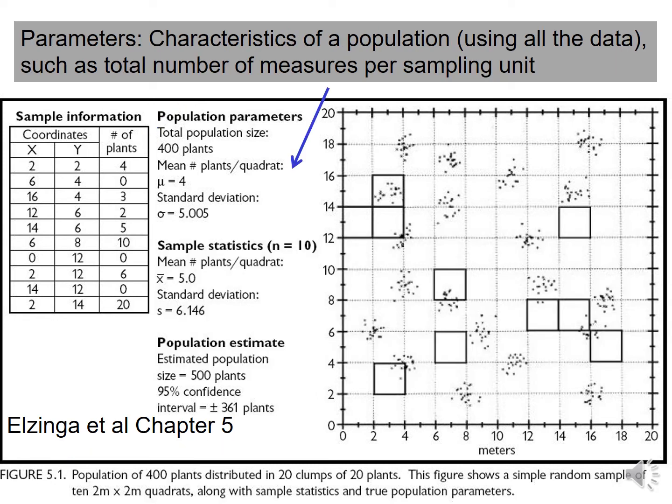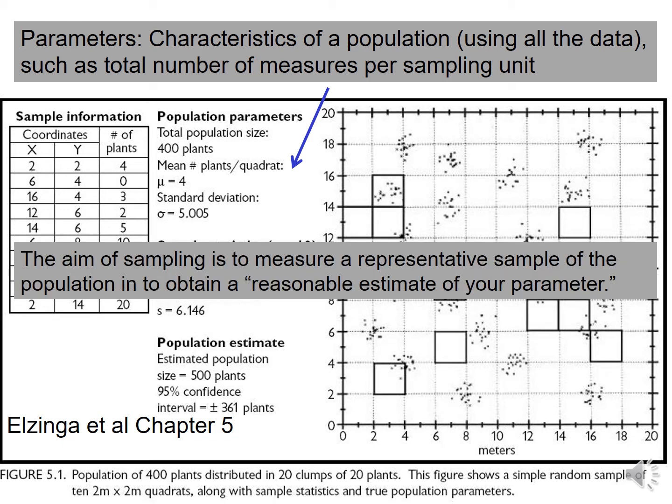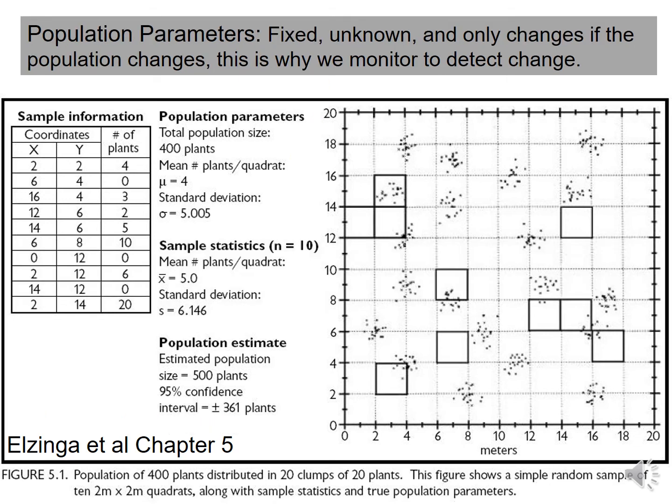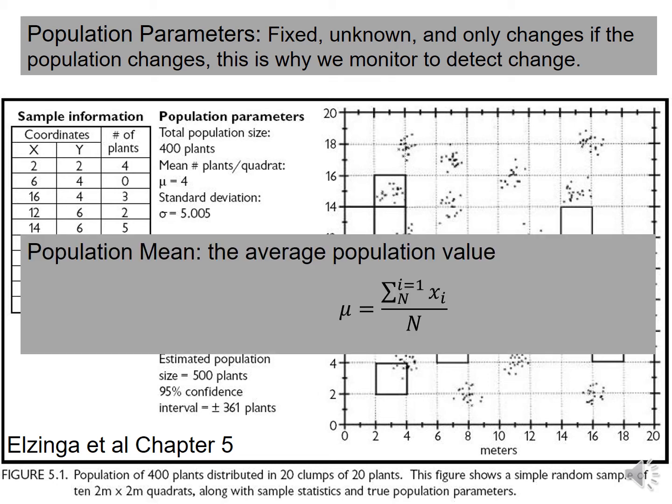When we describe the characteristics of a population, we are using parameters such as our big N value. The aim of sampling is to measure a representative sample of the population to obtain a reasonable estimate of your parameter. These population parameters are considered fixed, generally unknown, and only changing when the population changes. The first we will look at is the population mean, which is the summation of all possible sampling units divided by big N, or the number of sampling units in the population.